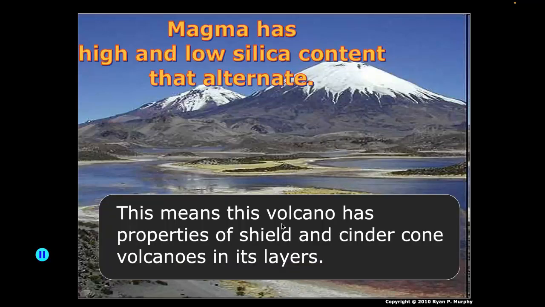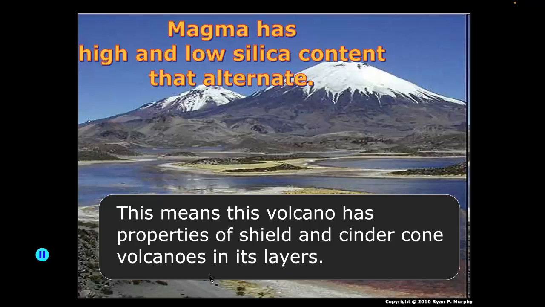So magma in a composite volcano has high and low silica content that alternate. And so what it really means, and the part that you need to write down, is this bottom box down here. And that just means that this volcano has properties of shield and cinder cone volcanoes in its layers. So it might erupt, and it might have an eruption where the lava flows quickly and it makes a nice dome shape, similar to a shield volcano. Then the next time it erupts, it might be more explosive, like a cinder cone volcano.